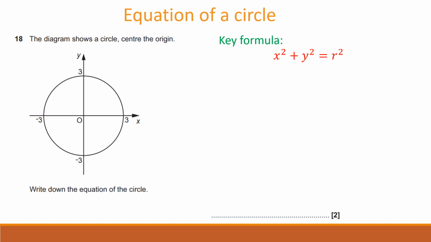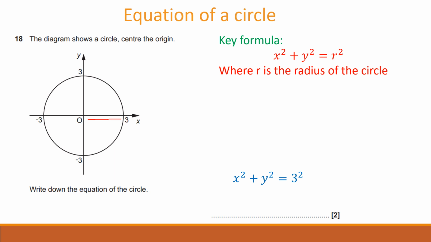So we've got to work out the equation of this circle. And in this circle, we can see that the centre of this circle is the origin, the point 0, 0. And the radius of this circle is 3. So r in this formula is the radius of the circle. So the distance from the centre to the edge of the circle is my radius. So r is going to be 3.